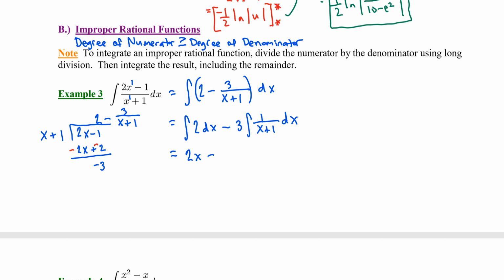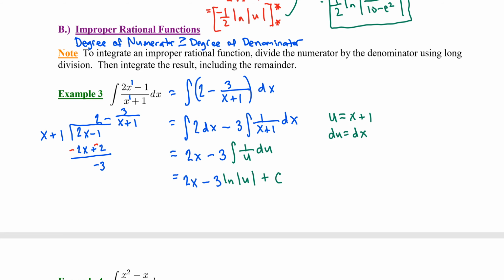Now, for this second integral, we're going to have to make a u substitution. Since it is a proper rational function, we're going to use the technique u equal to the denominator. Then du is equal to 1 dx. So we can rewrite this as the integral of 1 over u, and dx becomes du. Copying down our first few terms here, we have 2x minus 3 times the natural log of the absolute value of u, and we do need our arbitrary constant.